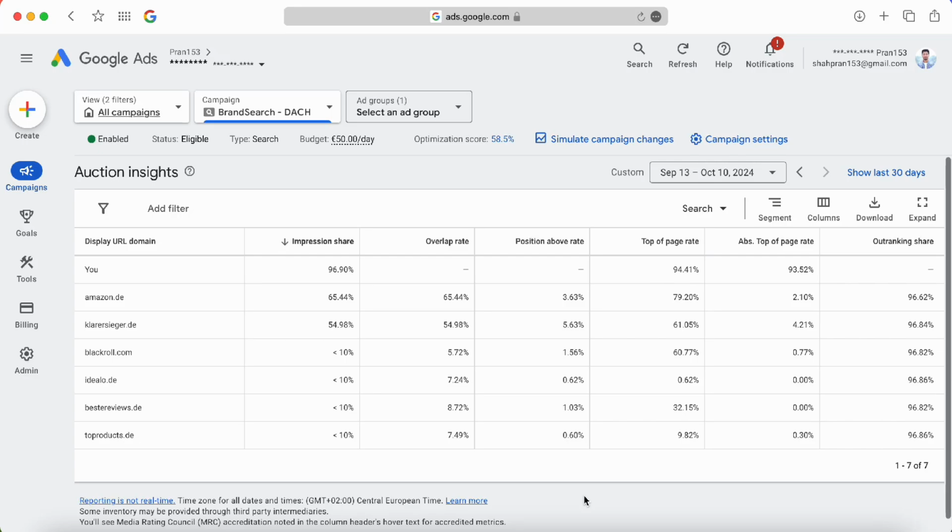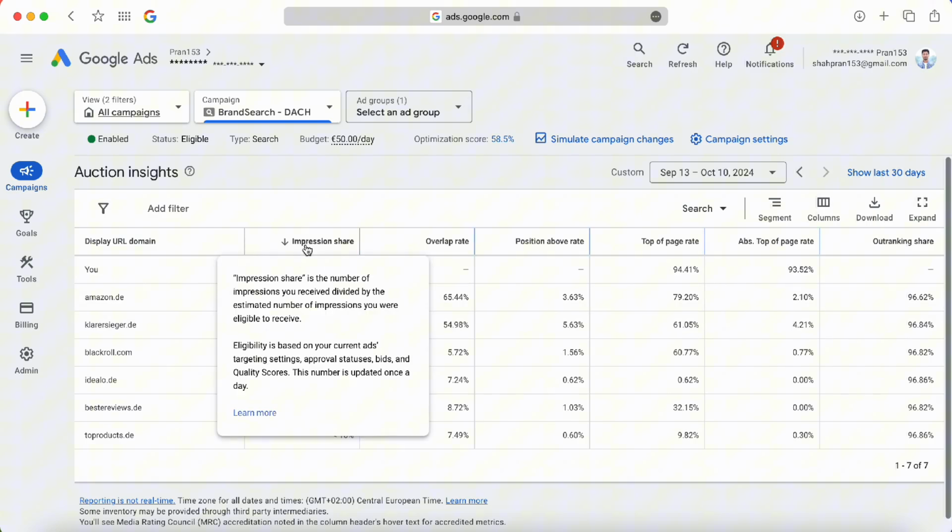In this video, I'm going to talk about auction insight in Google Ads. Okay, let's start. At first, display URL domain. Here's the list of those we bid with in the auction process. Those are our competitors.